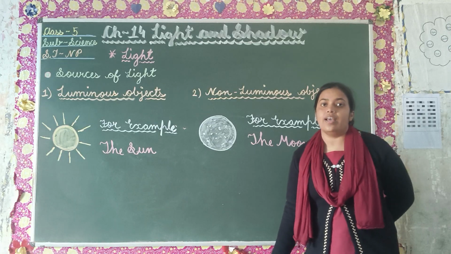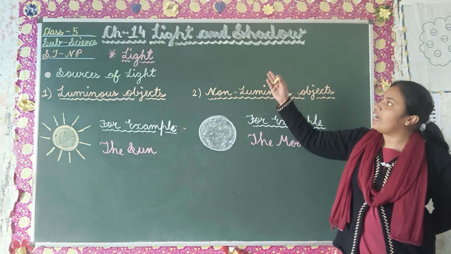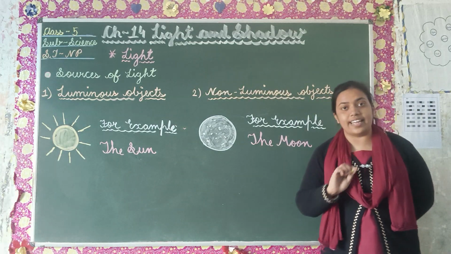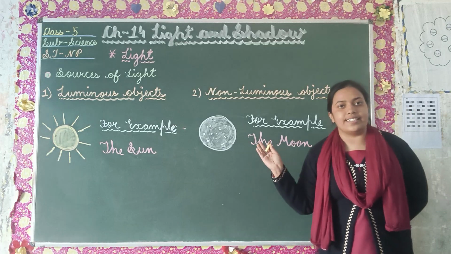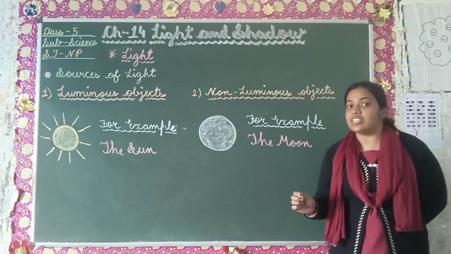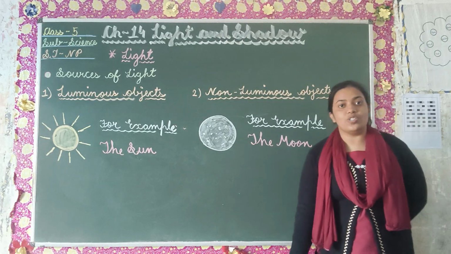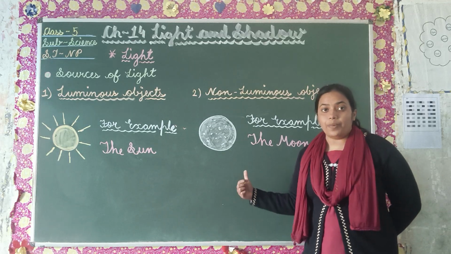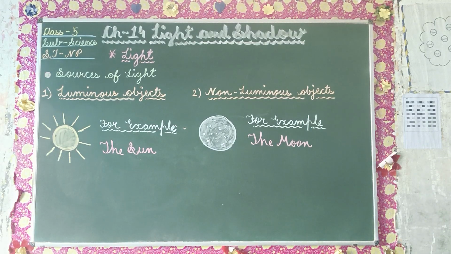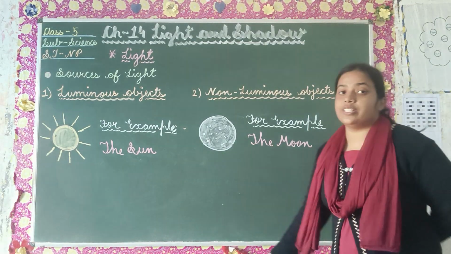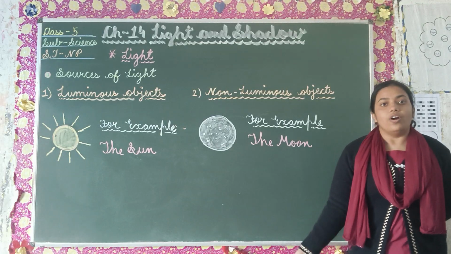My dear students, I am here again with an explanation of new chapter number 14, Light and Shadow, from your science textbook. In today's class, we are going to discuss new chapters. Without wasting your time, take out your science book and your pencil and eraser along with you. Today's topic is very important because we are going to study light and shadow.